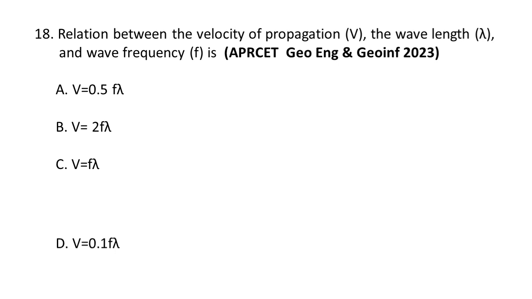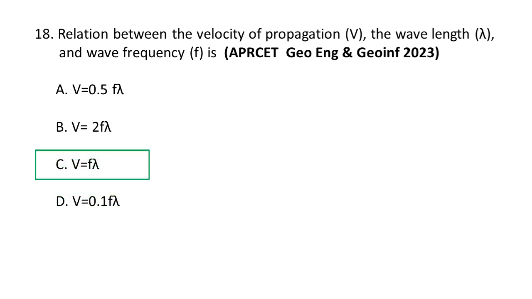Next question. The relation between the velocity of propagation v, the wavelength lambda, and the frequency f is: v is equal to... The choices are A. v = 0.5 f lambda, B. v = 2 f lambda, C. v = f lambda, and D. v = 0.1 f lambda. So the correct option is C. v = f lambda.